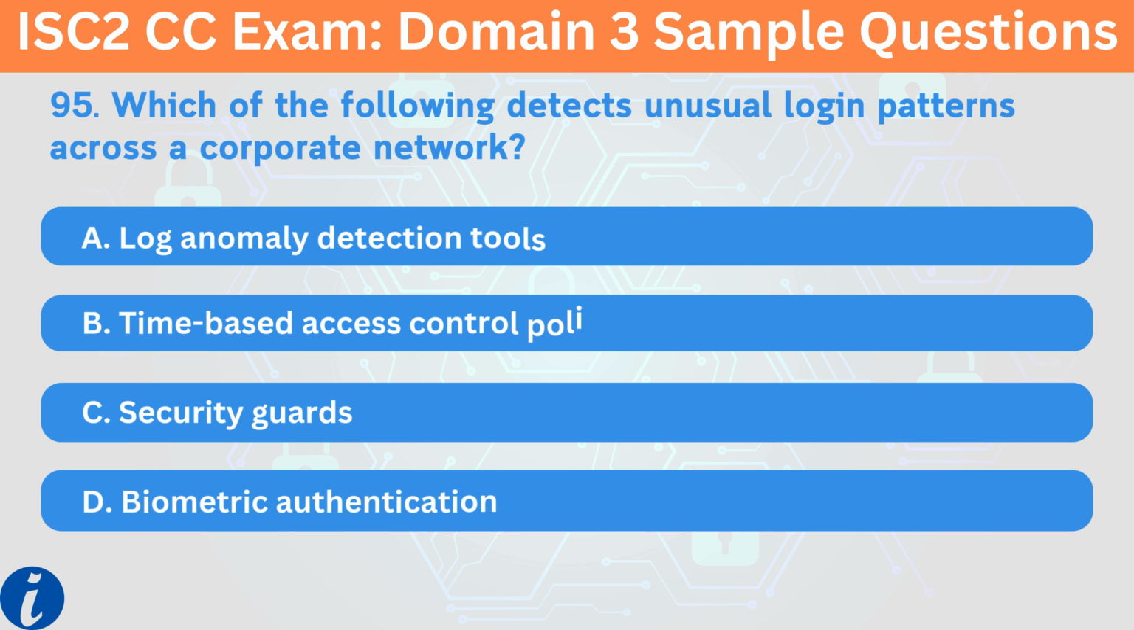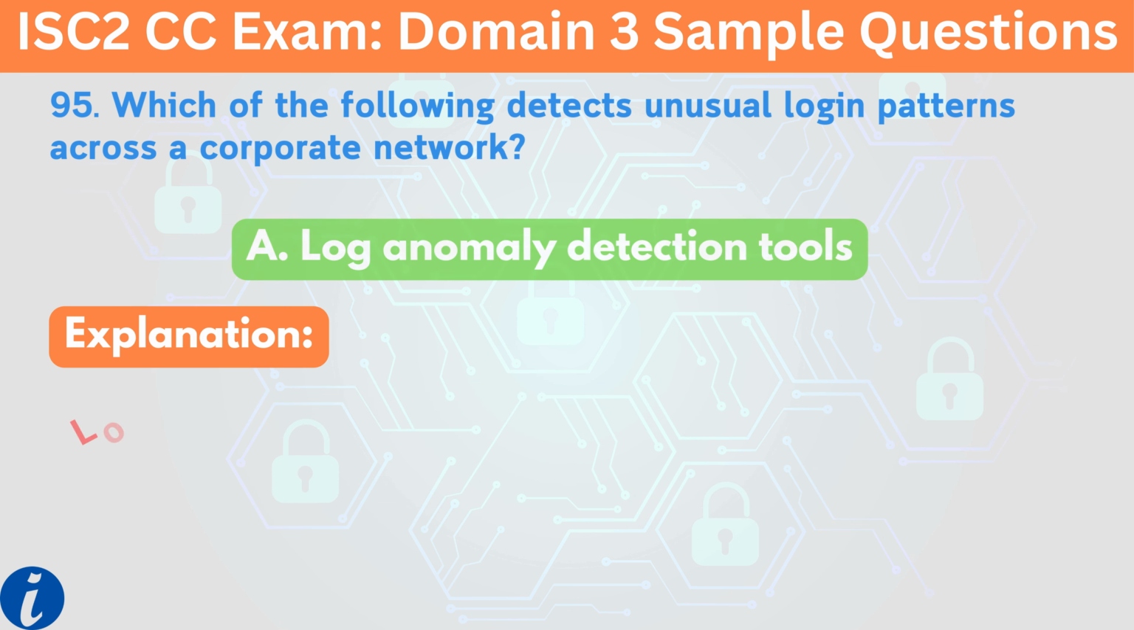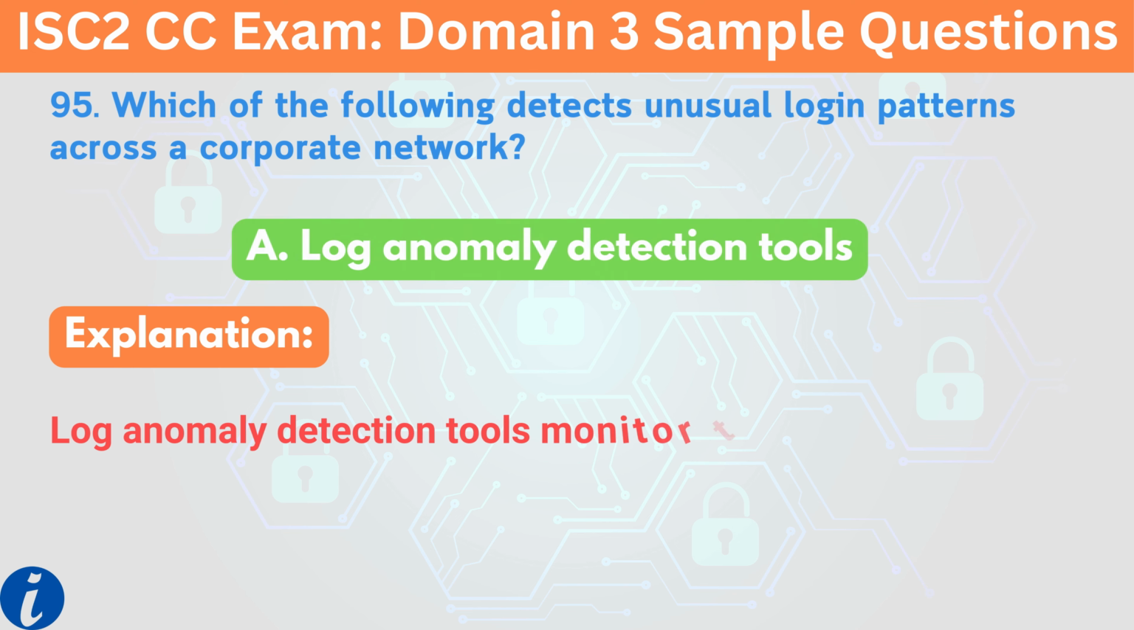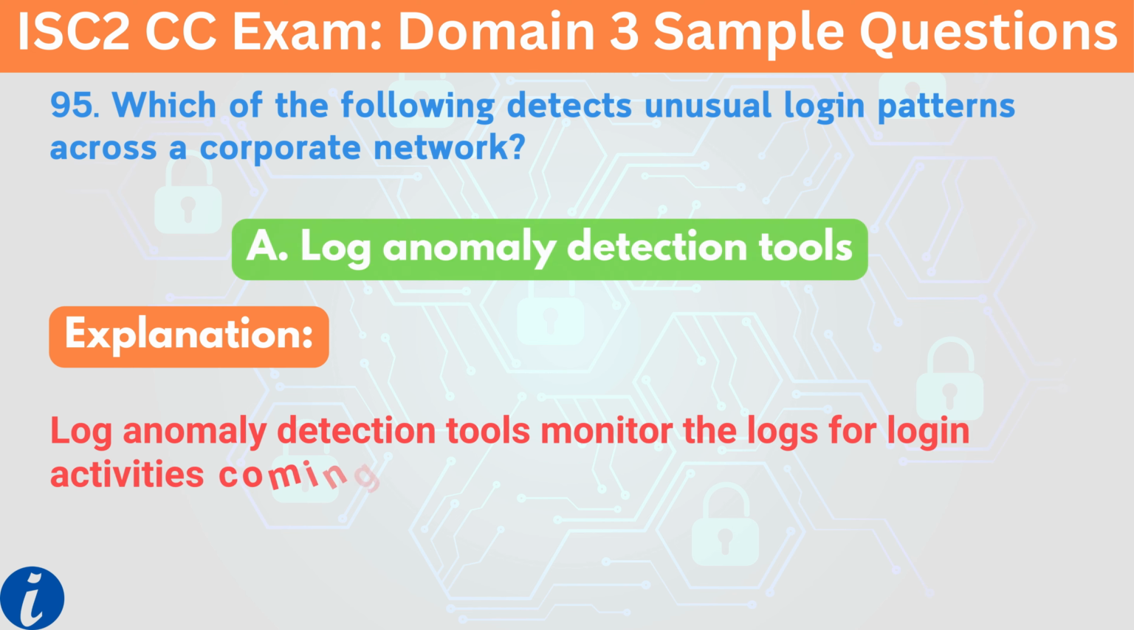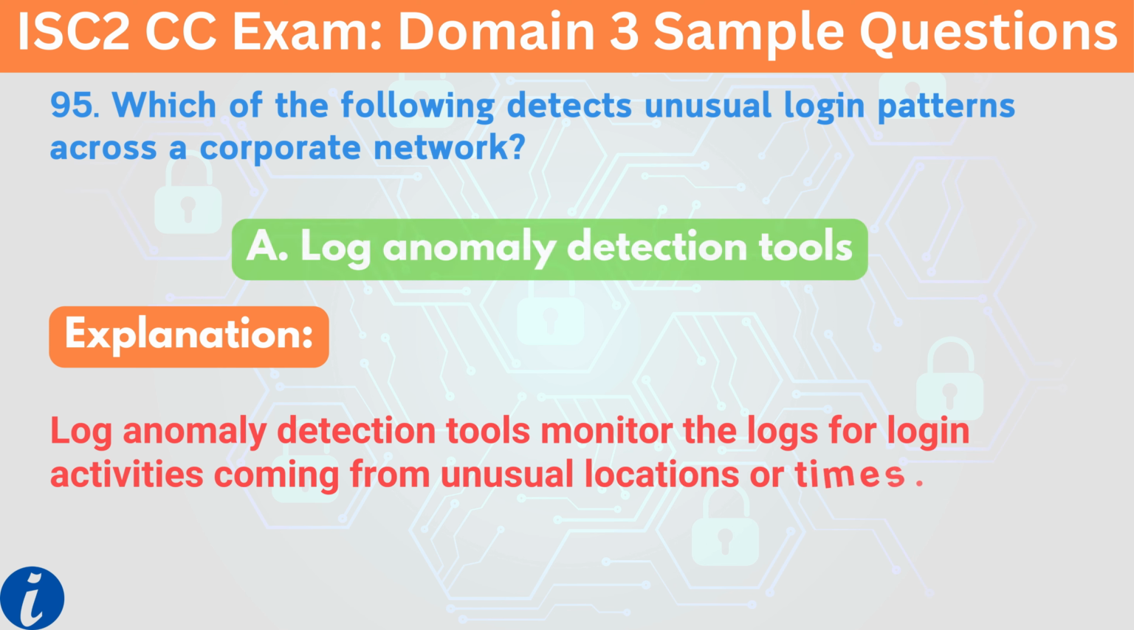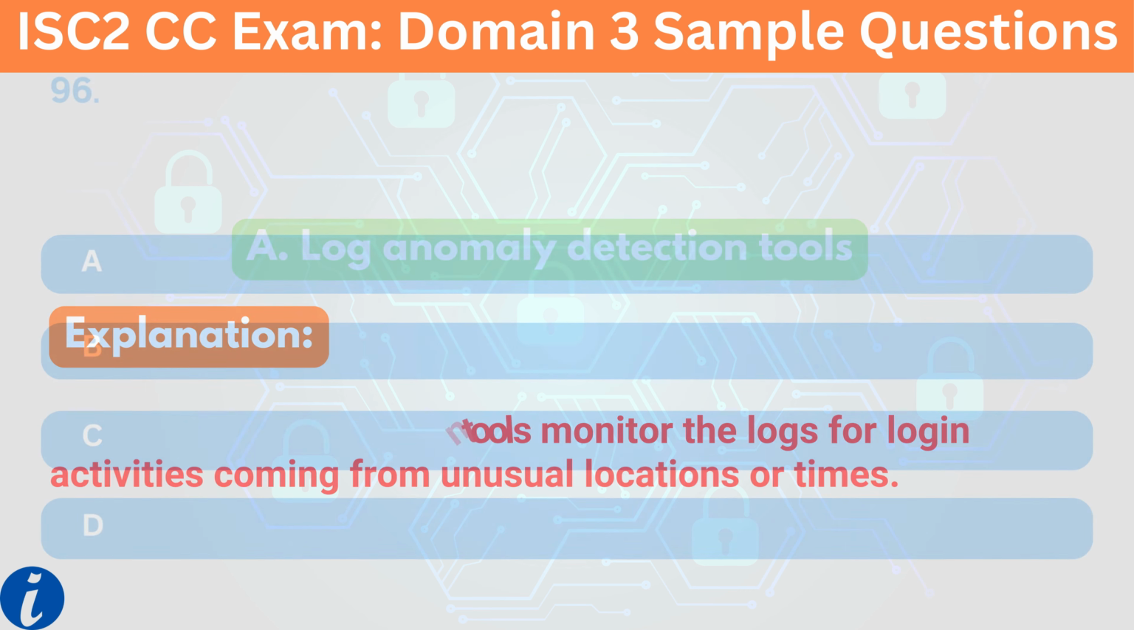95. Which of the following detects unusual login patterns across a corporate network? A. Log anomaly detection tools. B. Time-based access control policies. C. Security guards. D. Biometric authentication. The correct answer is A. Log anomaly detection tools. Explanation. Log anomaly detection tools monitor the logs for login activities coming from unusual locations or times.